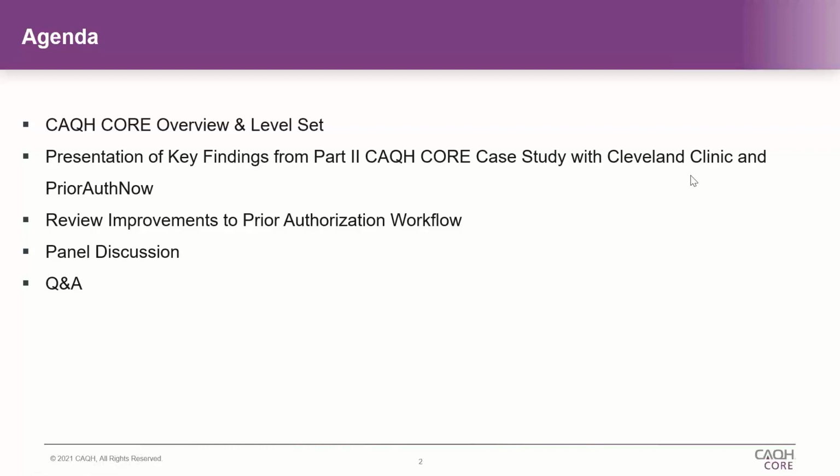Today's agenda will start off with an overview of CAQH Core and a level set. We'll break down some of the barriers to prior authorizations and key findings from the CAQH index. And then we'll jump into the meat of the presentation. We'll review key findings and results from the case study. Then we will contextualize these findings in a larger discussion of improvements to the prior authorization workflow before we turn it over to our speakers for a panel discussion, followed by a Q&A.